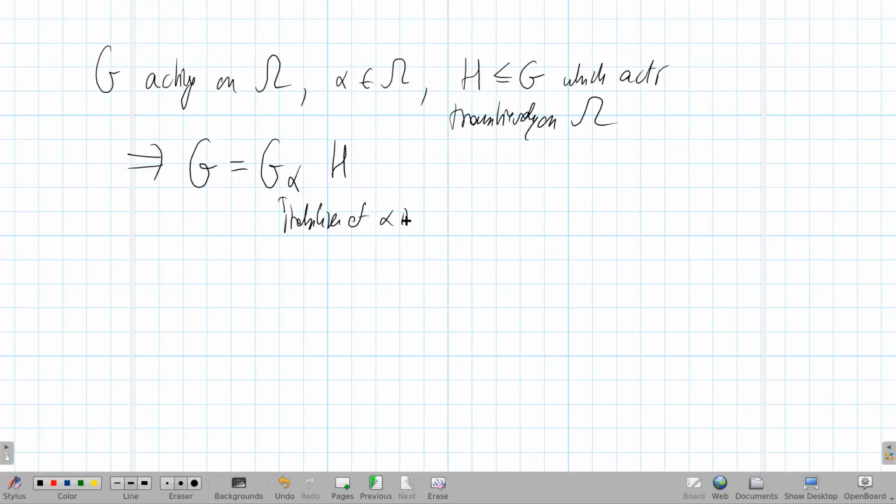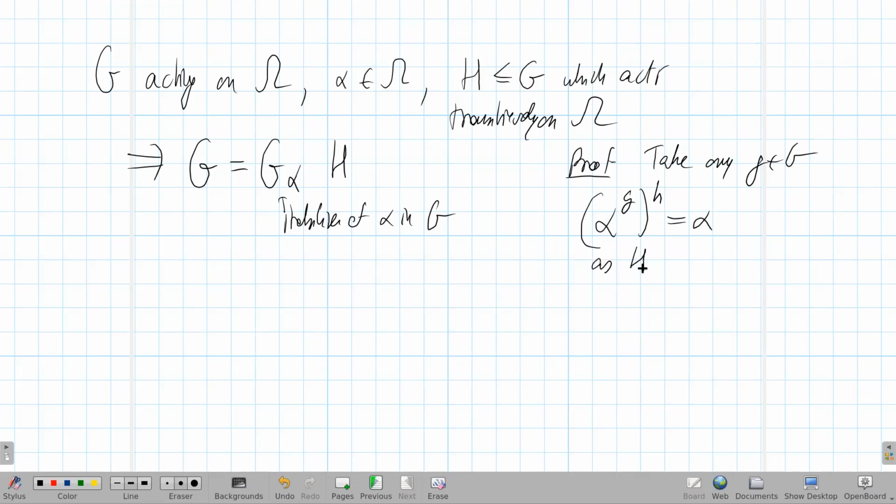Let's recall the proof because it's very short and simple. You take any g in G, and then you take alpha to the g. So you let g act on alpha, the fixed element. Now H is transitive, which means that there is an element h which takes this back to alpha, as H is transitive.